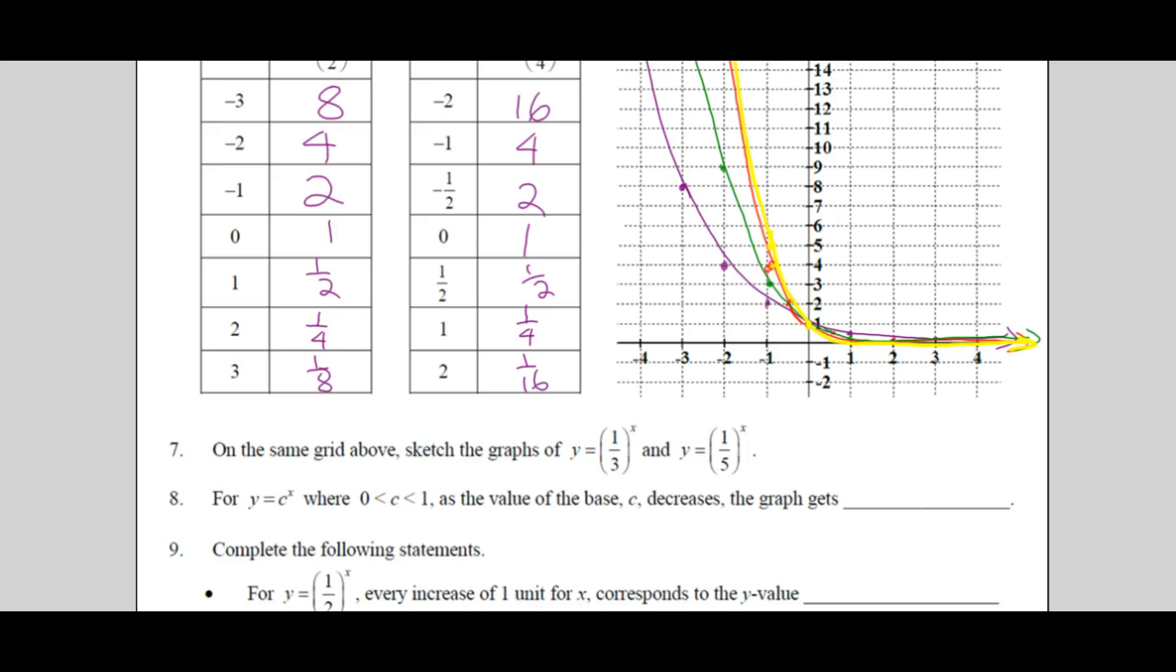For y equals c to the x, if c is between 0 and 1, as the value of the base c decreases, okay, so 1/2, 1/3, 1/4, 1/5, the graph gets, well, I guess we'd have to say which way, but the graph's getting steeper. Yeah, okay, so up to the left there, it's getting steeper.